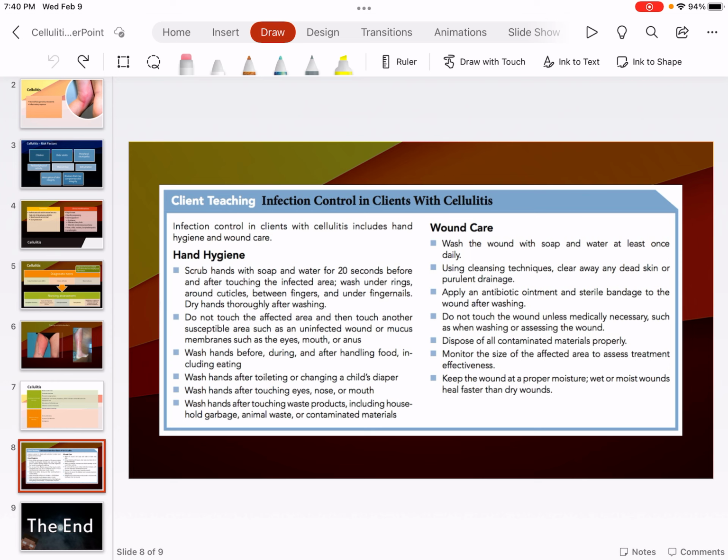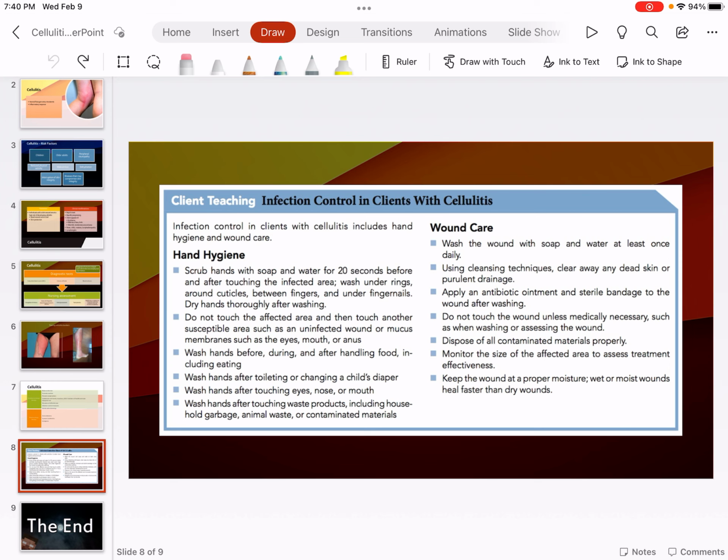So recovery begins within 48 hours after antibiotics are started. And antibiotic therapy really needs to continue for at least 10 days. And then, like I said in the other lecture, clients definitely need to take antibiotics at the same time each day. They should try not to miss any doses, and they need to take their full course of their antibiotic therapy so that their infection doesn't come back.